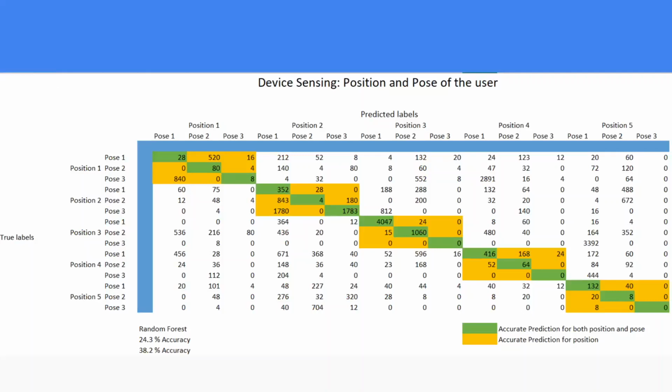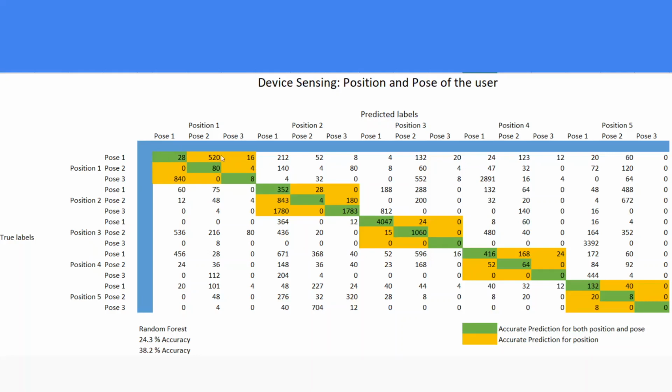This is in the form of a confusion matrix. The rows on the left side represent the true labels for the position and pose, and the columns represent the predicted labels from our machine learning algorithm. Let's look at the true labels for position 1, pose 1. Here the machine learning algorithm correctly predicts position 1, pose 1 28 times, but then it mispredicts it as pose 2 520 times. We want all of our data points to reside in the cells in green going down this diagonal. This diagonal represents that for every prediction, it actually matches up with the true labels.